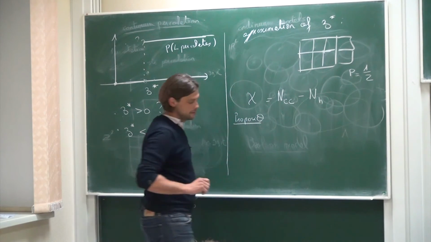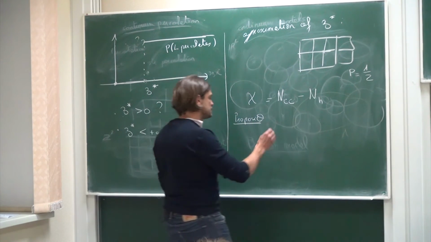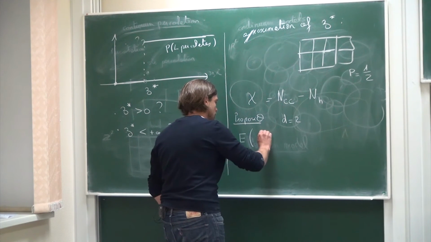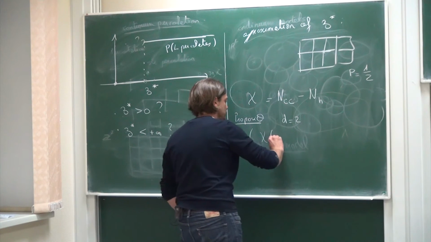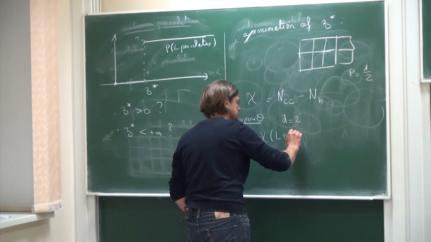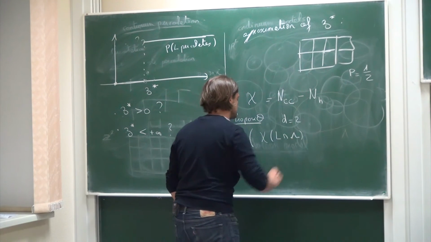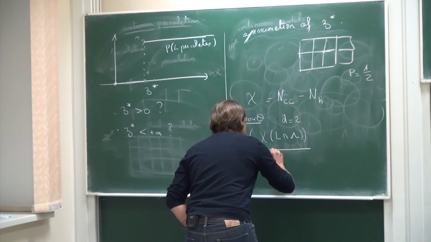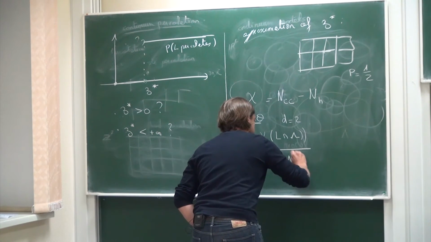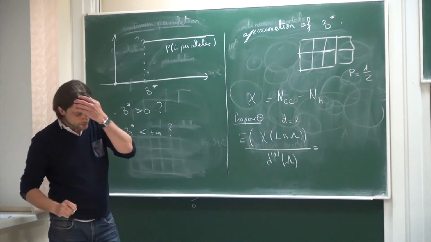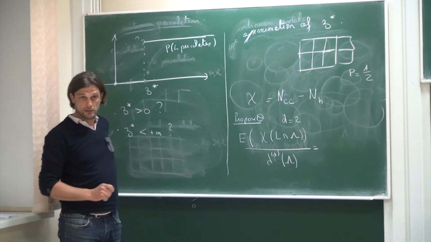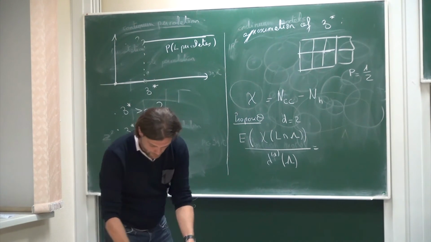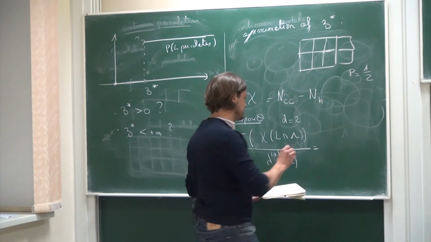You can use it for the Boolean model and prove also it's true in dimension 2. The expectation of the Euler characteristic of the Boolean model inside the window lambda divided by the volume of lambda does not depend on lambda, like before for the volume fraction, and it's exactly equal to a formula a little bit more complicated, but not so much.